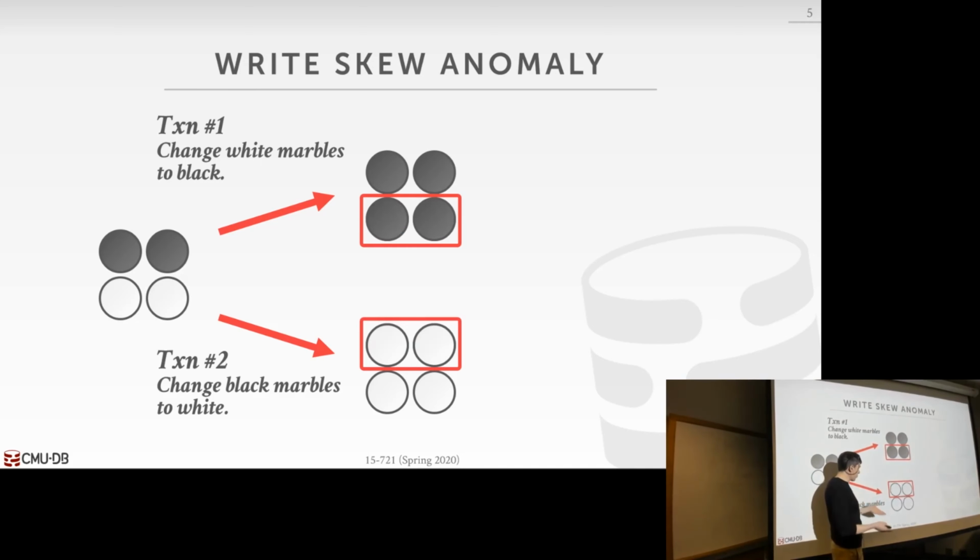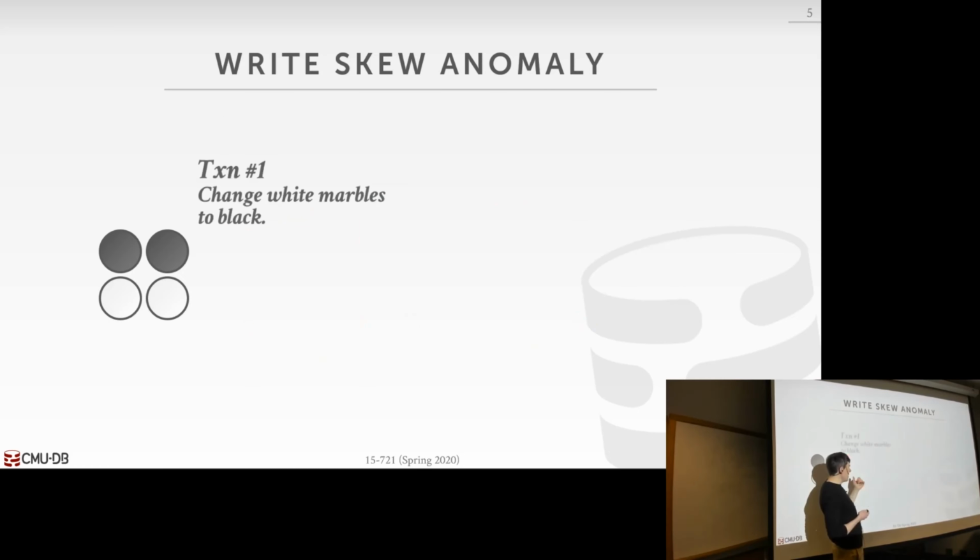You're saying, what if we just blindly wrote everything? So this guy was already white, make it white. This guy was already black, make it black, and then try to use that as our write set. Well, in that case, one of them would have to abort. So one would abort, retry.